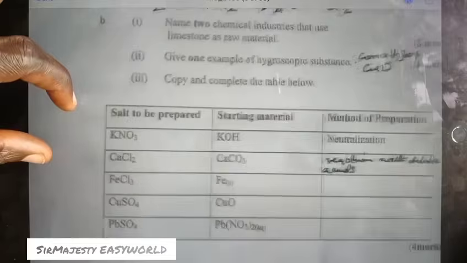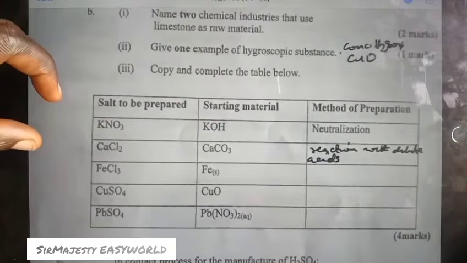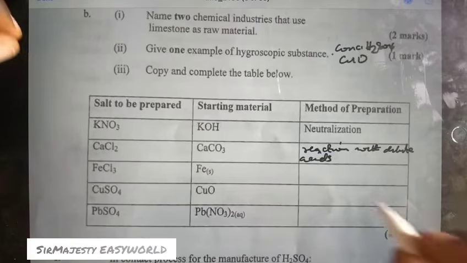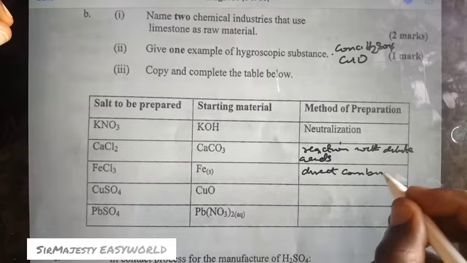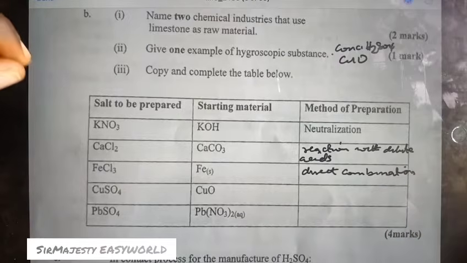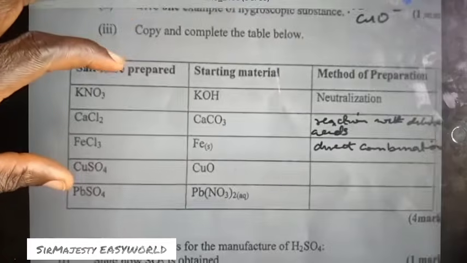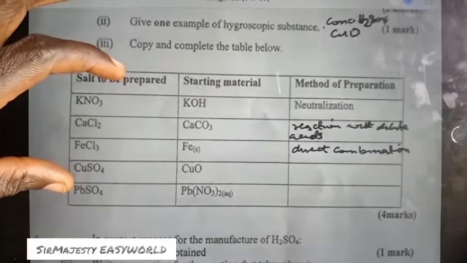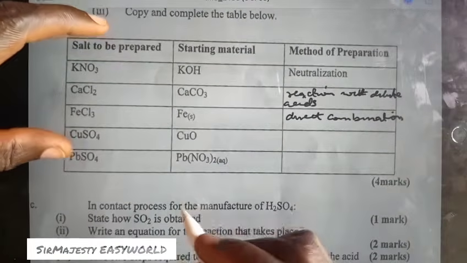So the next question says, how do you start if you want to prepare iron(III) chloride? Starting with iron, the method is direct combination. Please take note, you don't use reaction with acid, you don't use displacement reaction here. If you use displacement reaction, what is formed is iron(II) chloride, not iron(III), sorry. See what I mean here?